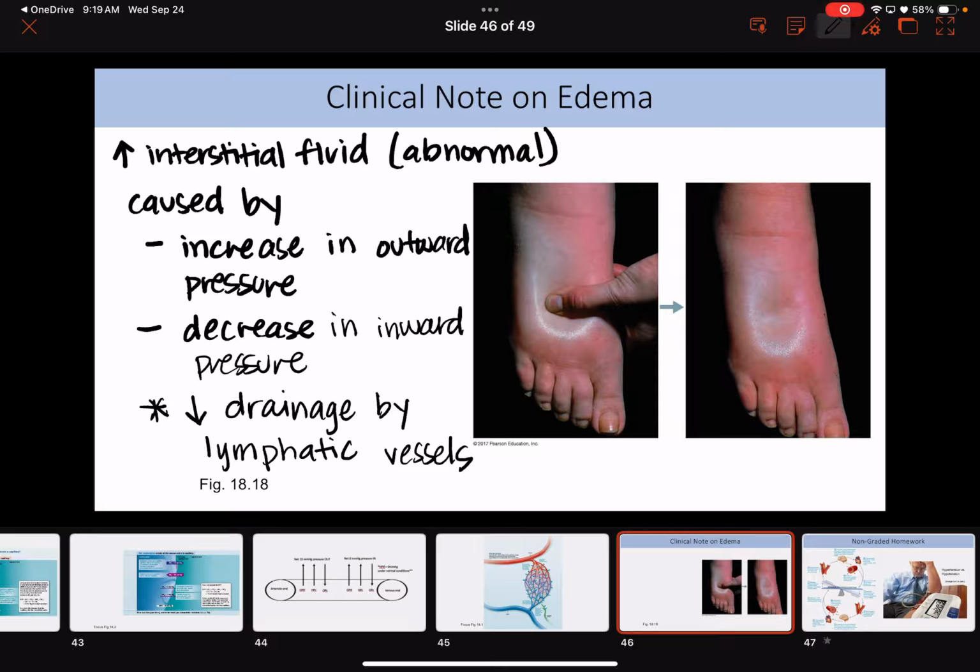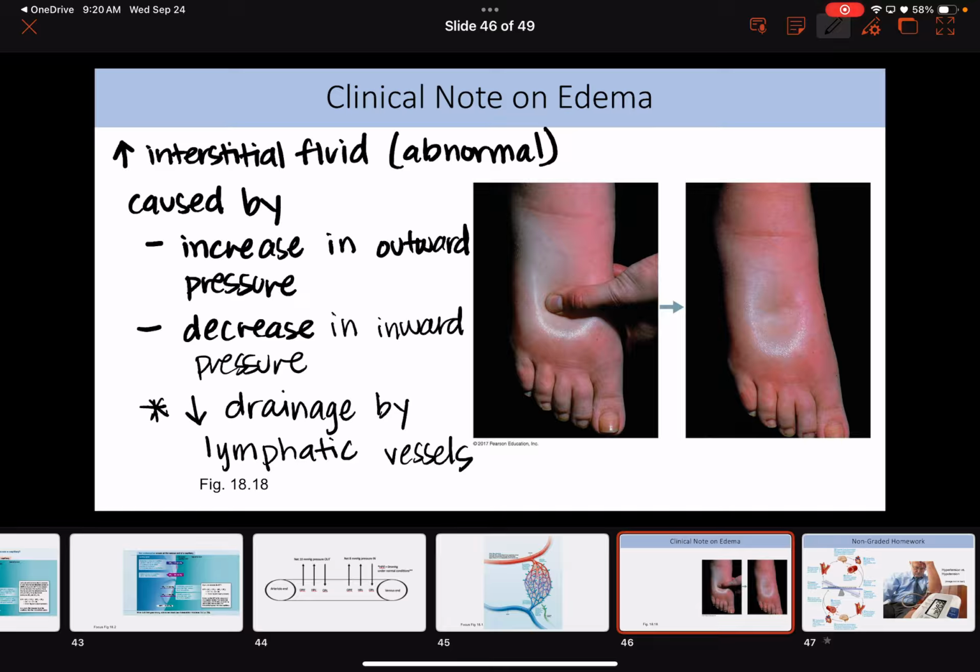So, again, we can have edema if we have an increase in outward pressure. So times when we may have an increase in outward pressure include if you have increased blood pressure overall, or if you have an increase in blood volume for some reason. Anytime you have an increase in blood pressure, that's going to increase that 35 millimeters of mercury, and you're going to end up pushing out more fluid than what your body can pick up.